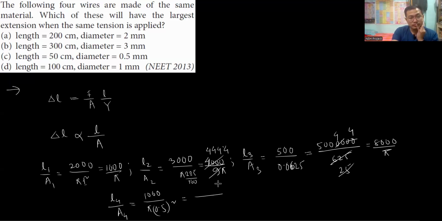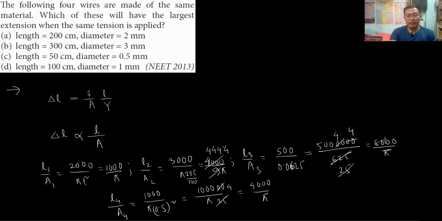The area is pi r square, the area of cross section. So 25 into 4, 1 2 3 divided by pi. Now, which of these will have the largest extension when the same tension is applied?